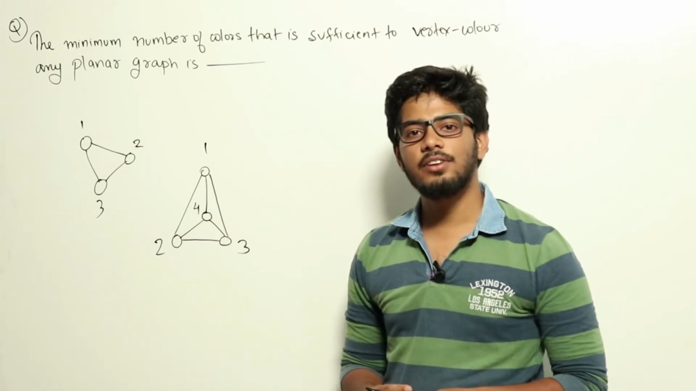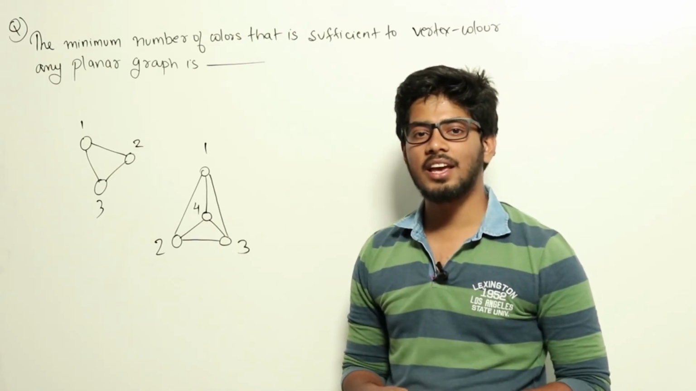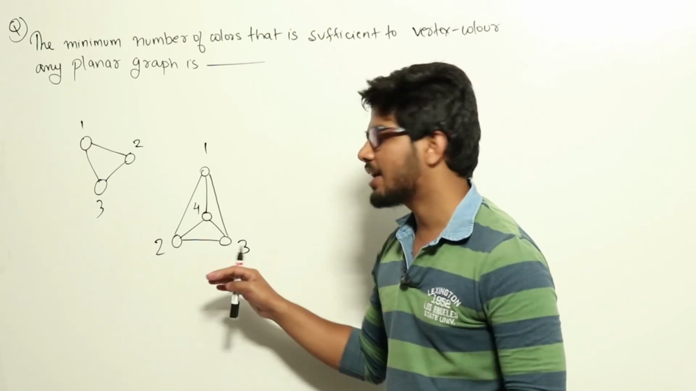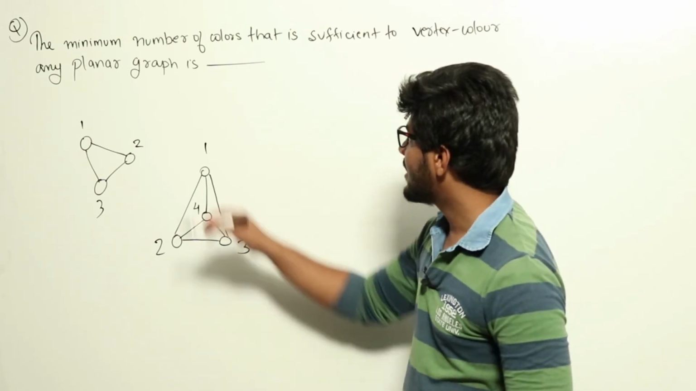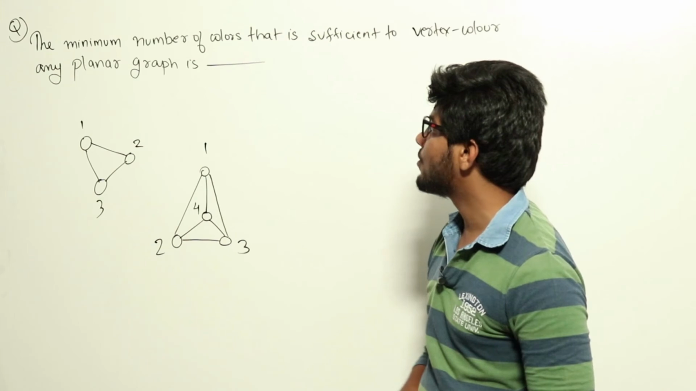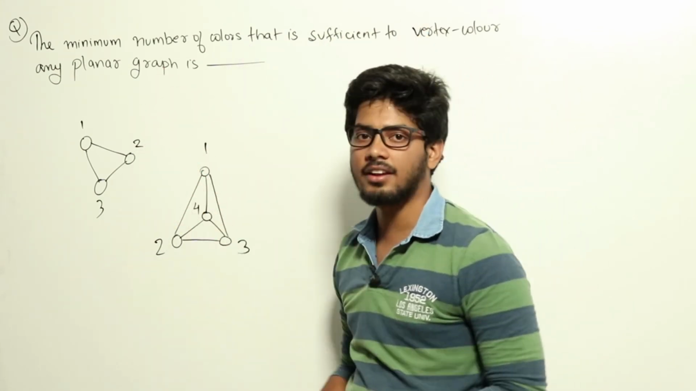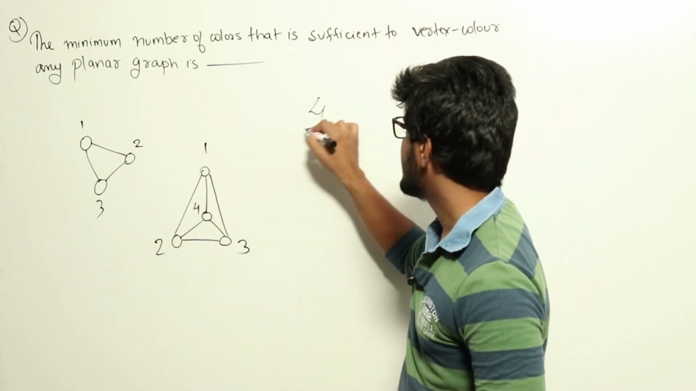Now the first thing you learn about graph coloring is that any planar graph can be colored using 4 different colors. Any planar graph is 4 colorable, and they have asked us that question straightforwardly here. The minimum number of colors that is sufficient to vertex color any planar graph. So from the theorem, that is 4 only.